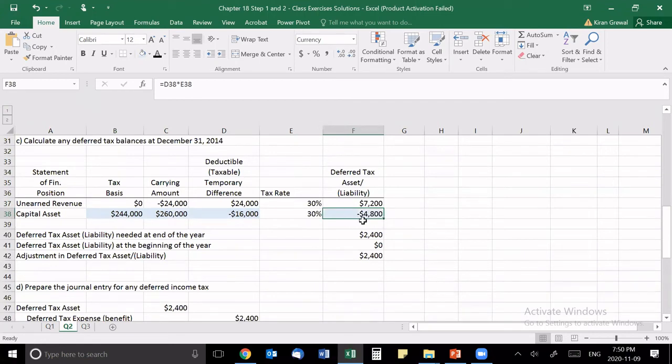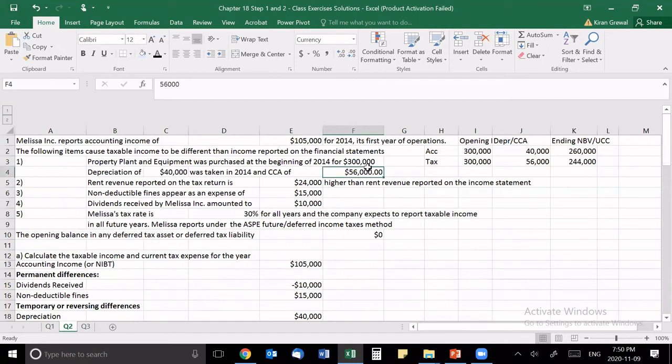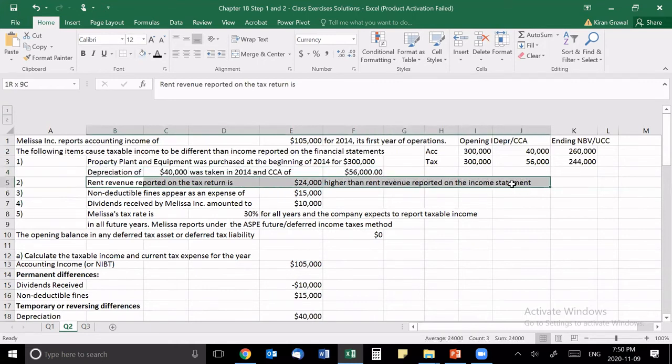So that's a liability. It's a liability because we're taking more of a deduction for CCA than we are for accounting, which means we'll have less of a deduction in the future and have to pay more tax in the future. Okay. The second temporary difference is rent revenue reported in the tax return is $24,000 higher than rent revenue reported in the income statement.